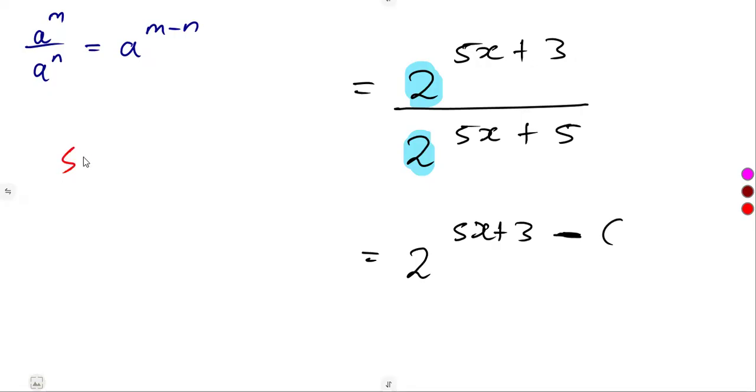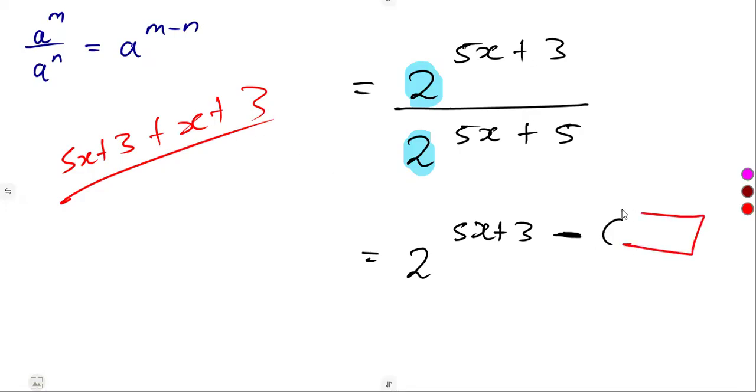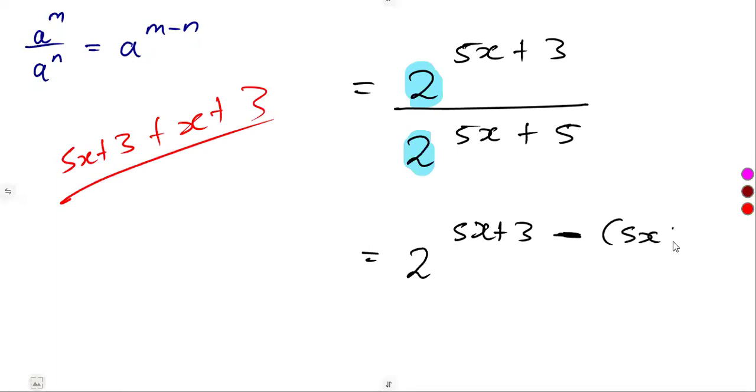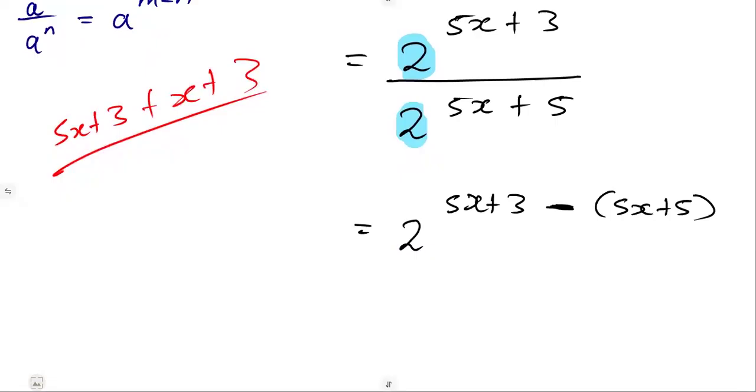Addition does not affect anything, guys. If it is 5x plus 3, and you are adding x plus 3, just combine like that. But with subtraction, open the bracket because the negative affects everything. Everything is affected by the negative that we are having.